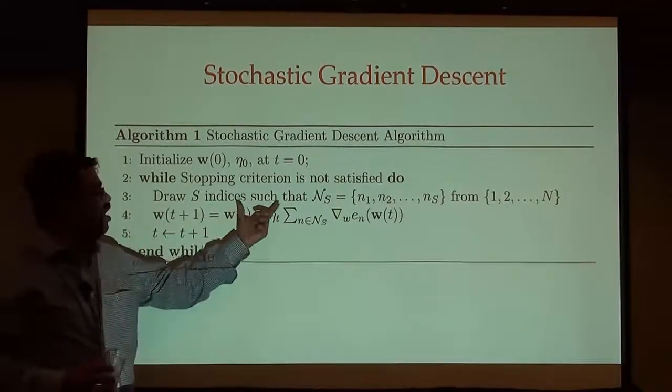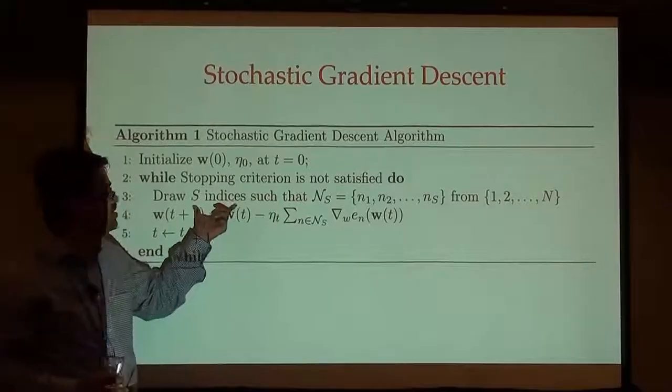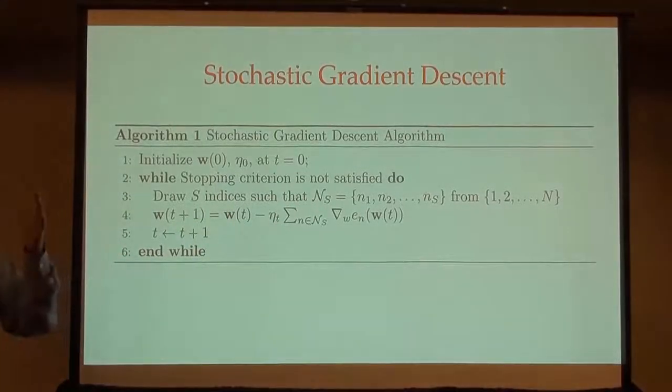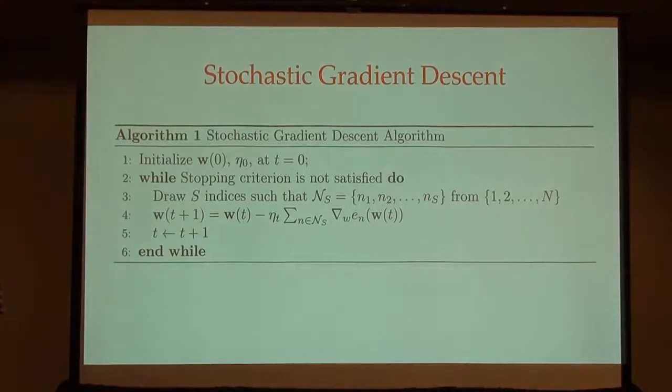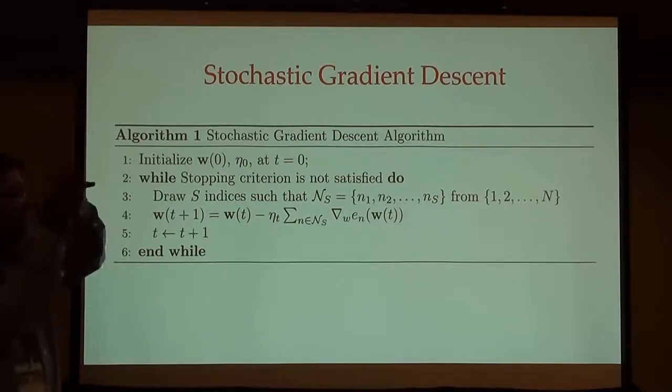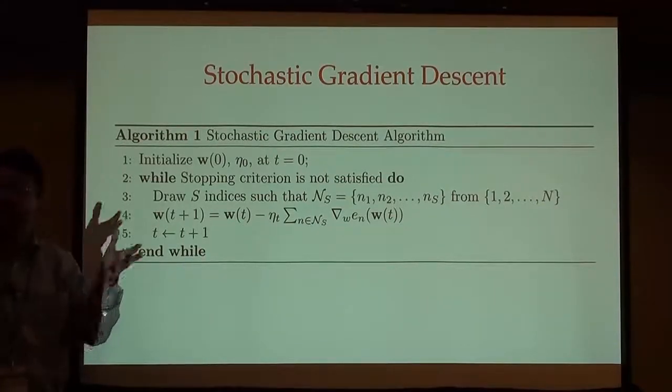So you draw S indices. I made it more general by drawing S indices from your data set, but actually what you do, and you will be implementing most of it with some software, is basically divide up your data set into bins and get an index of the bin. Okay, or batches, they call them batches, mini batches.